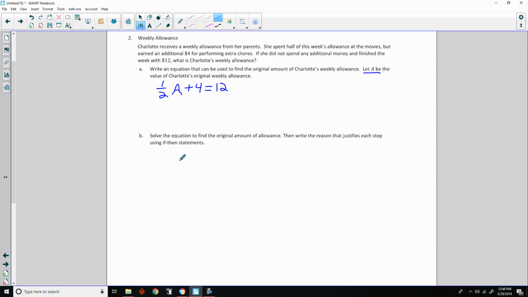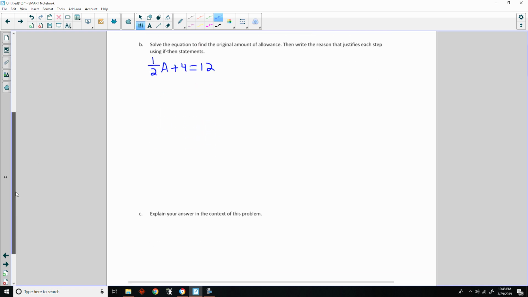So now it says to solve the equation to find the original amount and write each reason. So I'm going to write 1/2 A plus 4 equals 12. So I'm going to subtract 4 from both sides. So minus 4, and I'm going to get 1/2 A plus 0 equals 8. I'm going to show all my work this time, and this is the additive or subtraction property of equality, I mean.